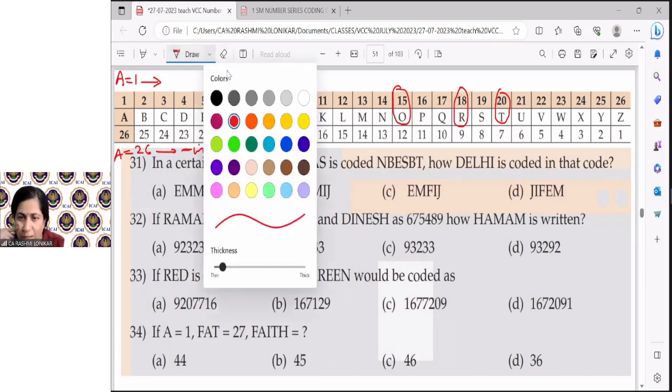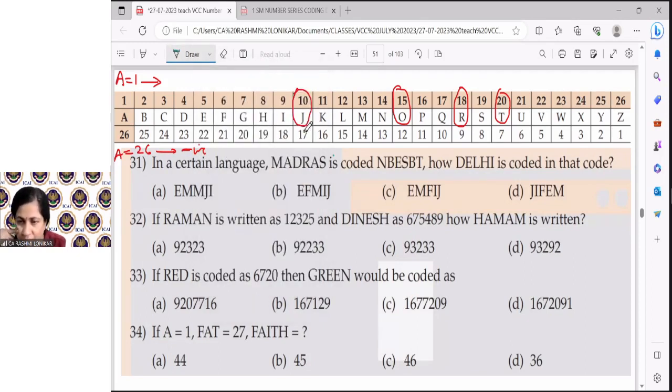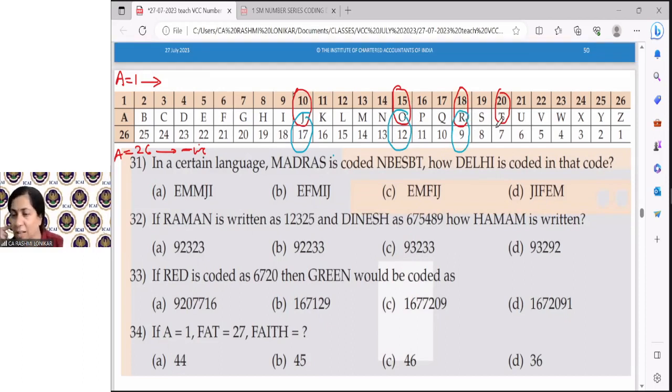So you may have in that case, then you may remember that if it is the decreasing, J is either 10 or J is 17. O is either 15 or O is 12. R is either 18 or R is 9. And then T is either 20 or T is 7.